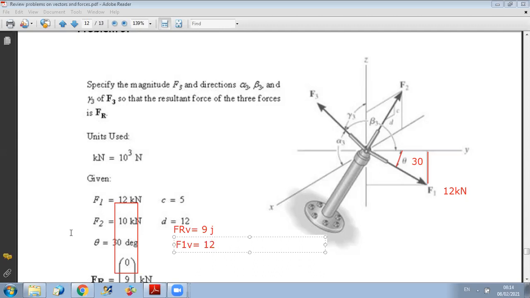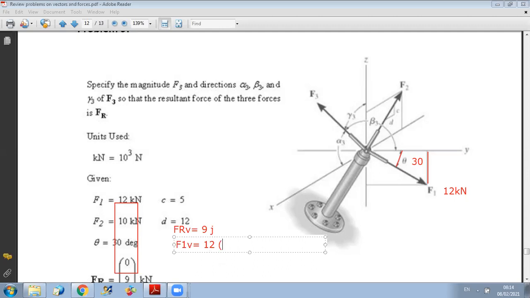Here, pay attention to units. All of them are in kilonewton, so it's fine. You can keep the relation in kilonewton. If you have several units in your problem, convert to one unit. So all forces are expressed in Newton, or all forces are expressed in kilonewton.